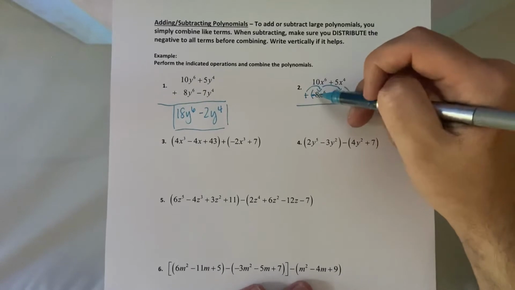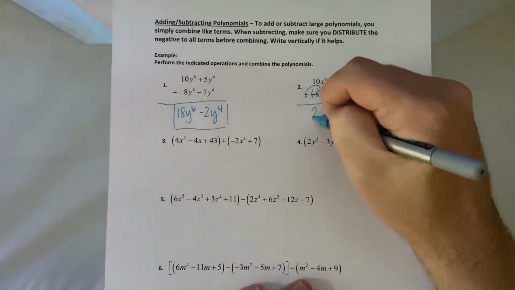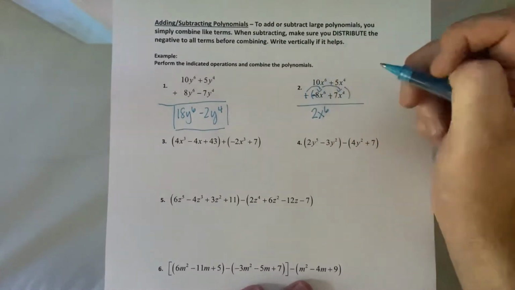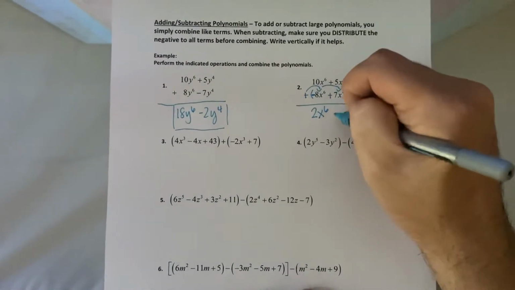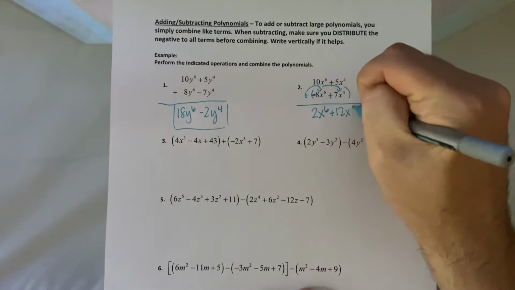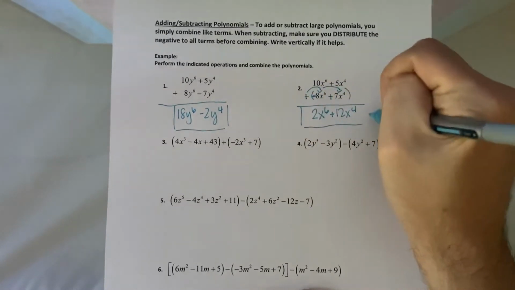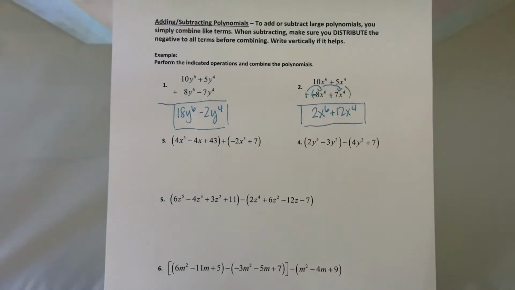So 10 plus negative 8 is 2x to the 6th. 5 plus 7 is plus 12x to the 4th. So this is my general suggestion to you. If there's something that isn't in common, you just bring it down. So let's look at number 3.